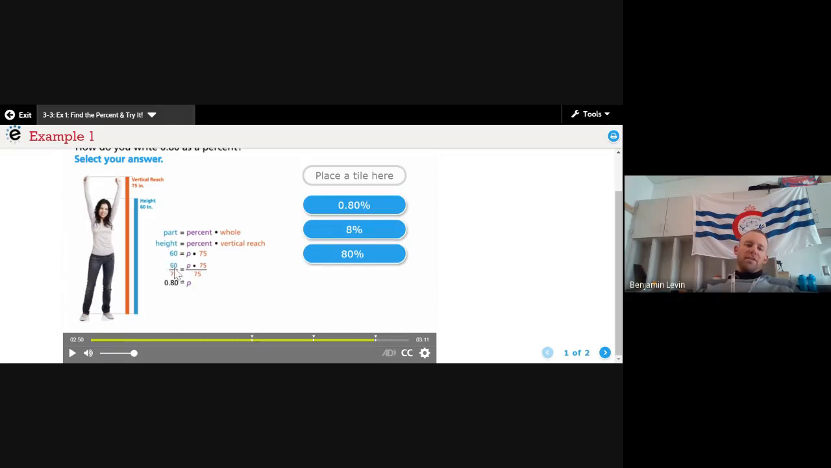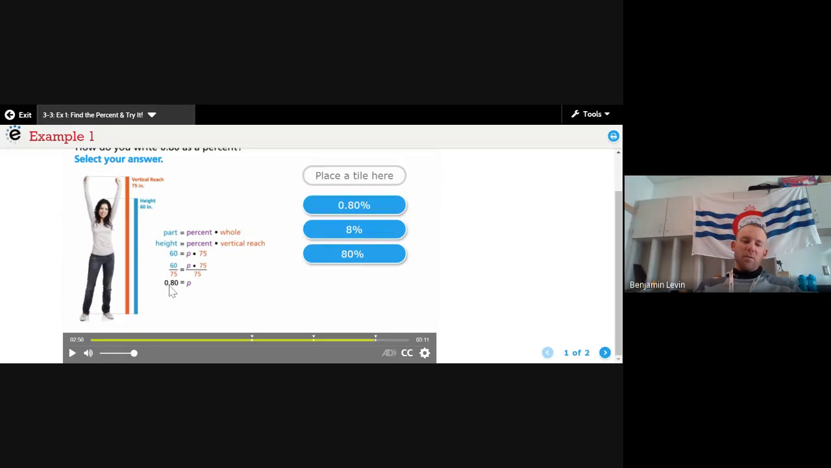Okay, so they did this 60 over 75, right? Again, it's asking you her height is what percent of her vertical reach. So 60 over 75, part divided by a whole, is the percent. Or in this case, it's the decimal. The part divided by whole will give you the decimal, right? And we need to make that a percent.